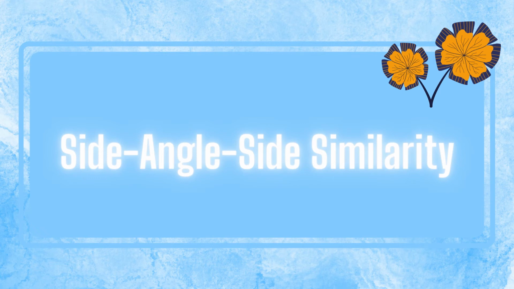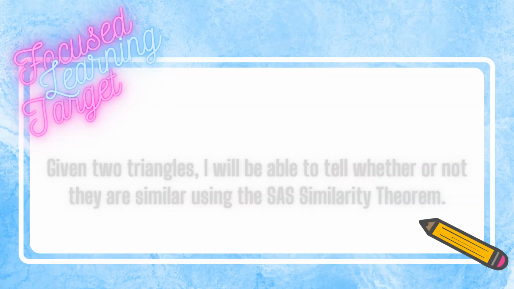Hi everyone, in this video we'll be taking a look at side-angle-side similarity. Here's the FLT. Given two triangles, I will be able to tell whether or not they are similar using the SAS similarity theorem. In the past videos, we've talked about angle-angle similarity as well as side-side-side similarity. Today we'll be taking a look at side-angle-side similarity.